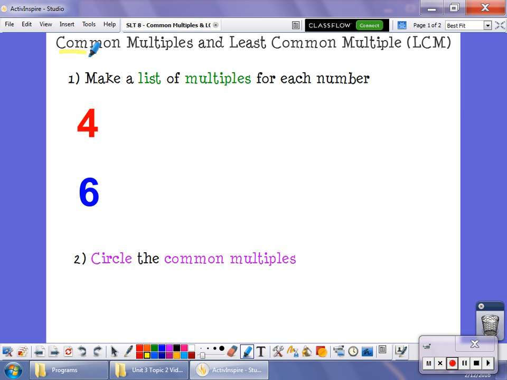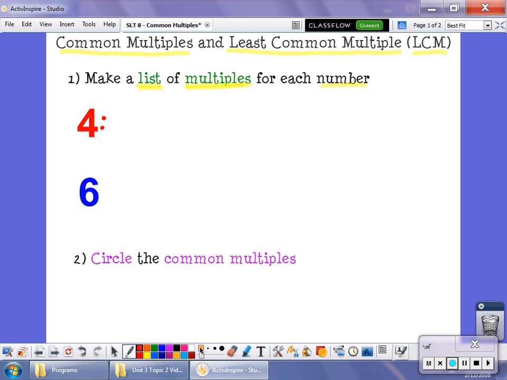When you're looking for common multiples, and especially the least common multiples, it's really important for you to understand what multiples are. Multiples are the products you get when you multiply a number times every other number. And if we're looking for common multiples, what we're going to do is make a list of a bunch of multiples for each number. Now, I'm not going to say all the multiples because multiples can go on and on and on forever. So what we want to do is just make a list of multiples for these two numbers.